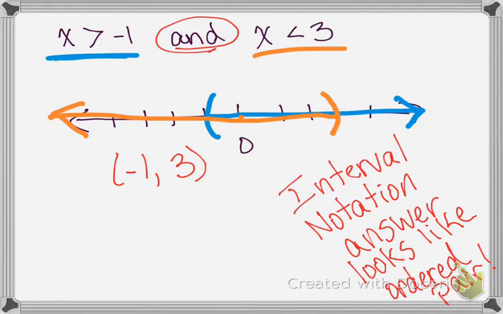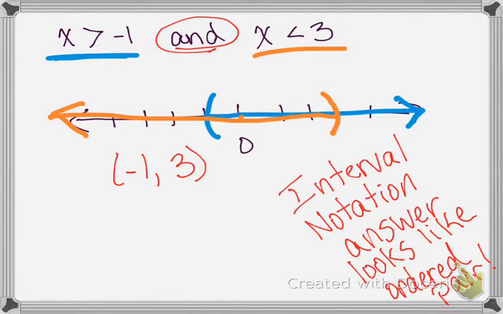Our interval notation answer looks like an ordered pair, but this is not an ordered pair. What this interval notation answer means is we're talking about all numbers in between -1 and 3. That's what that means. So with the word and, your answer looks like an ordered pair, and it's talking about the numbers in between -1 and 3. That's what those mean. Okay?